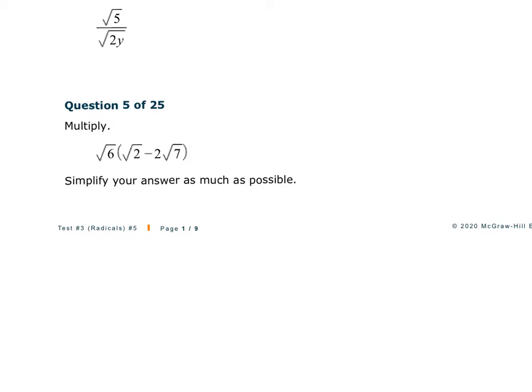Alright, this question says to multiply. So we're just going to distribute. Alright, so we get the root 6 times root 2 minus root 6 times 2 root 7. Of course, you can only multiply the ones that have the like square root in them. Okay, so we get the square root of 12 minus 2 times the square root of 42.